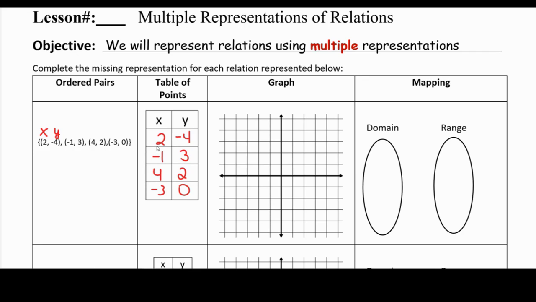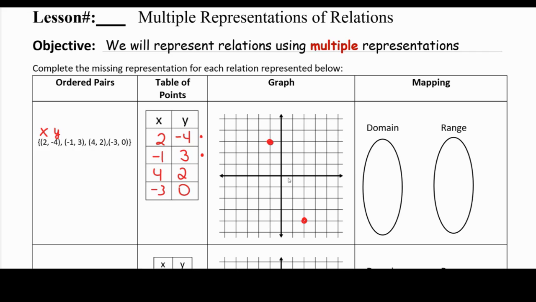All right, now that we have a table, we can also write this relation into a graph by using what we learned in the previous lesson of plotting points. So remember, you start at the origin, and the first number is 2, so I move 2 to the right, and then I go down 1, 2, 3, 4, and that's my first point right here. Now I'm going to do negative 1, 3, so I go to the left 1, and then up 1, 2, 3, and that's my second point.